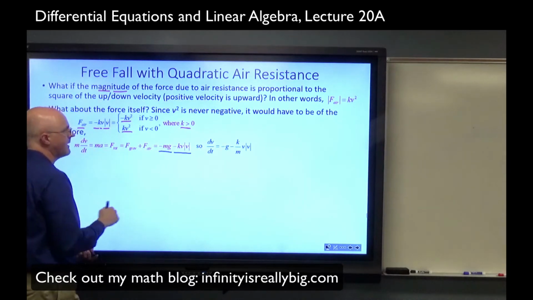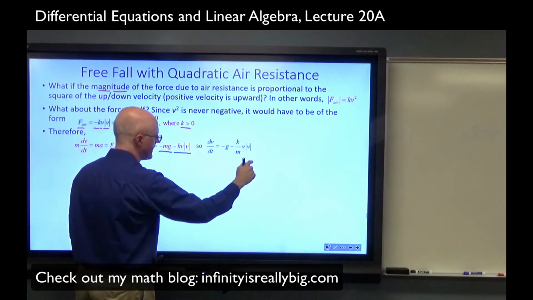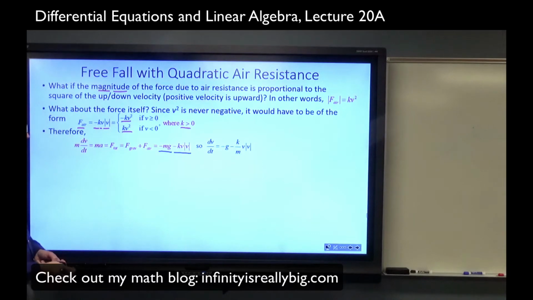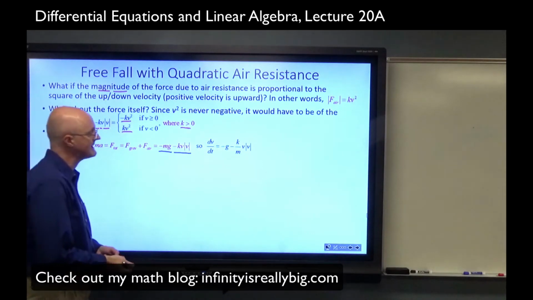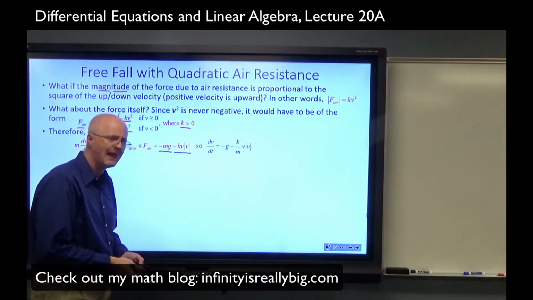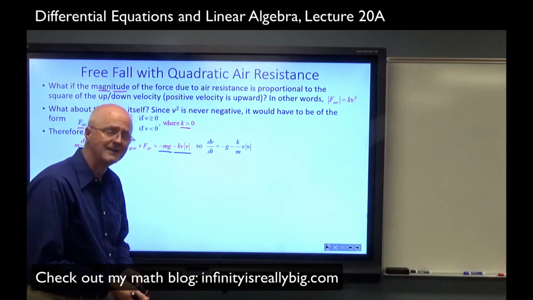Negative mg divided by m is just a negative g, and then this thing divided by m gives you what you see right there. Okay? So that's our equation, a first order differential equation for the velocity as a function of time. We could try to solve this, and once we got a formula for v, we could try to integrate that formula to find the height as a function of time.